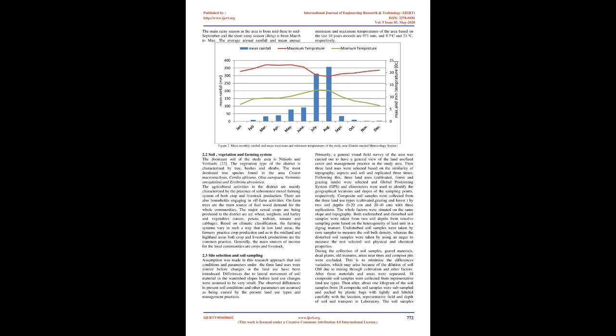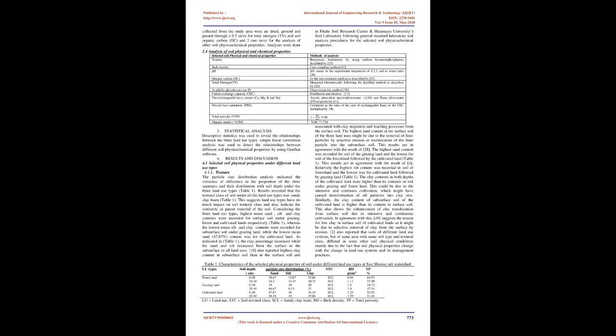During the collection of soil samples, gravel materials, dead plants, old manures, areas near trees and compost pits were excluded. This is to minimize the variation that may arise because of the dilution of soil OM due to mixing through cultivation and other factors. After these materials and areas were separated, 18 composite soil samples were collected from representative land use types. Then about 1 kilogram of soil from each of the 18 composite soil samples was subsampled, packed tightly in plastic bags, labeled carefully with the location, representative field, and depth of soil, and transported to the laboratory.